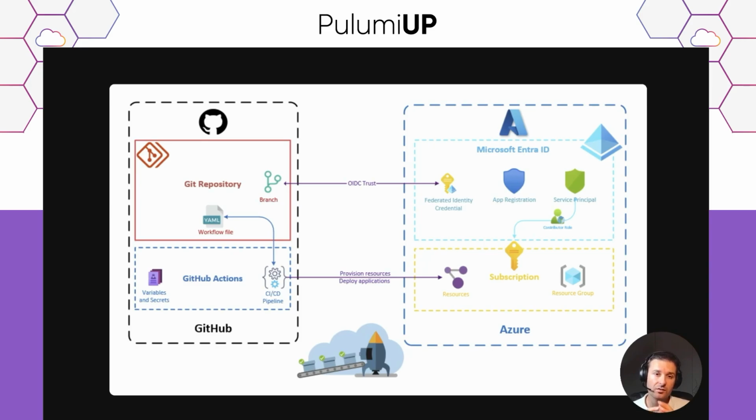To do that, we have to configure a few resources. So on the GitHub part, of course, we have a Git repository to create. We'll create a workflow file in it to contain our GitHub Actions workflow. And we have to set up some secrets or variables in the GitHub Actions part.